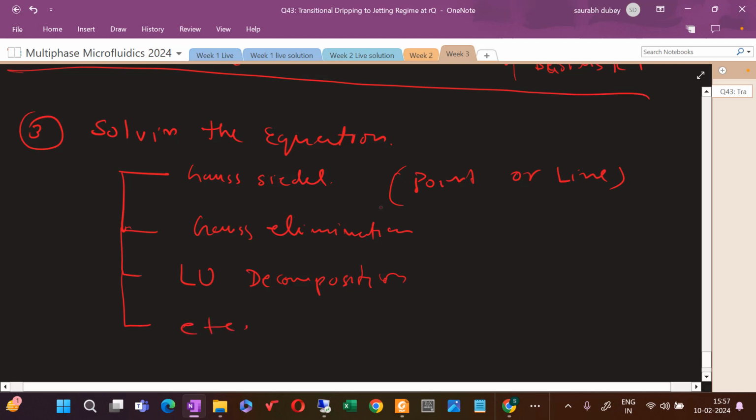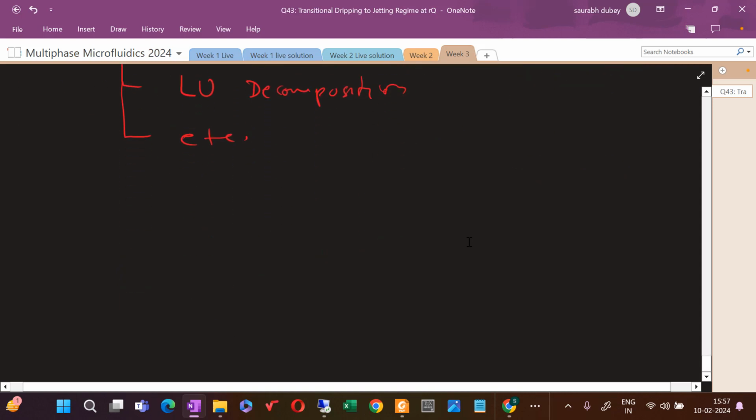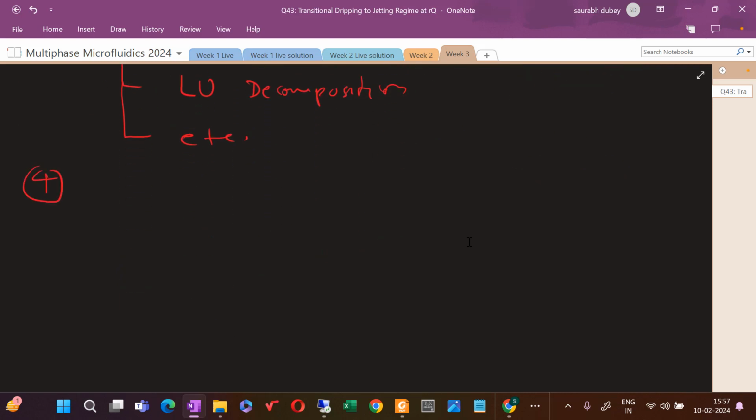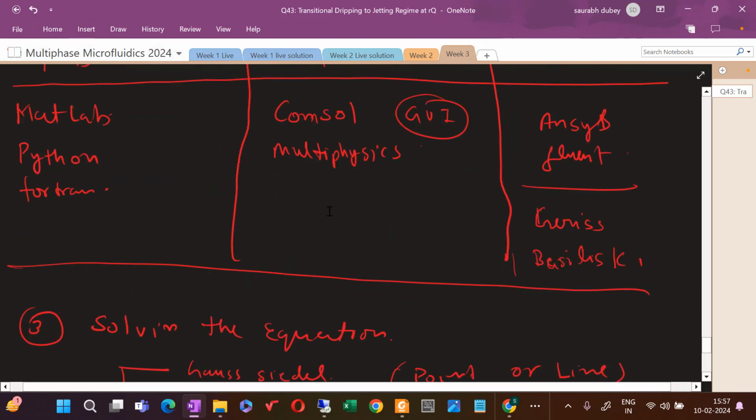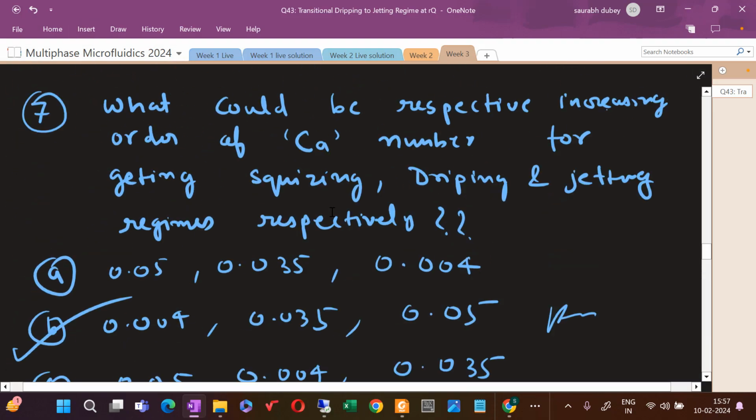So once it is done, the last step is post processing. Post processing means analysis of the result. It means extracting the quantities of interest, the variables of interest. That was all about the second question that we were solving.